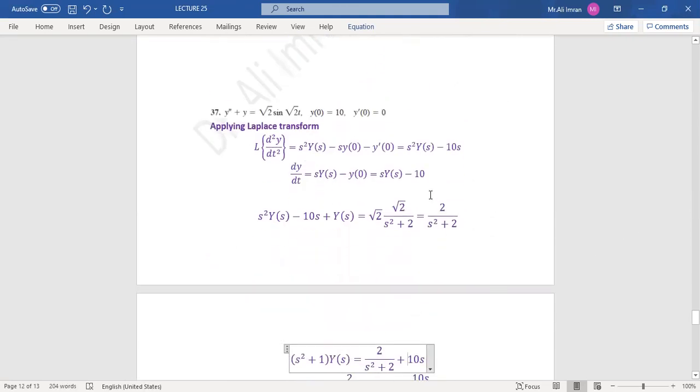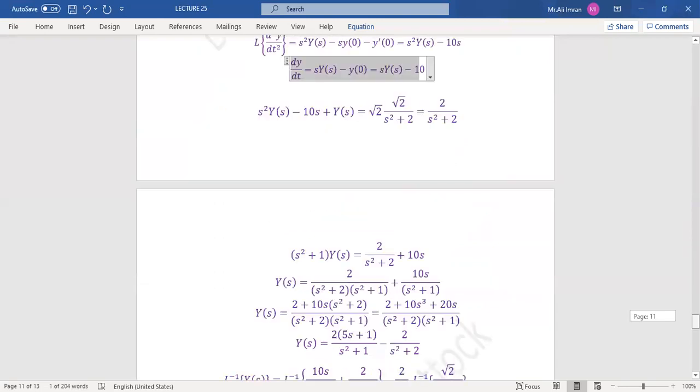Let's solve another question. Question number 37: y double prime plus y is equal to square root 2 into sine square root 2 into t, y of 0 is equal to 10 and y prime of 0 is equal to 0. So this is given here, the Laplace transform of the second derivative. This is the Laplace transform of the first derivative, and if we simplify this, we have Y of s is equal to 2 divided by s square plus 2 into s square plus 1 plus 10s divided by s square plus 1.